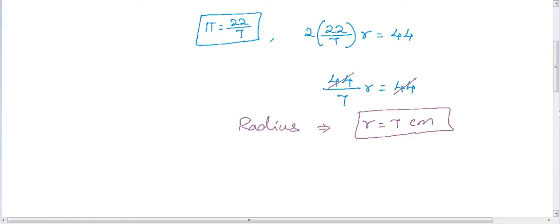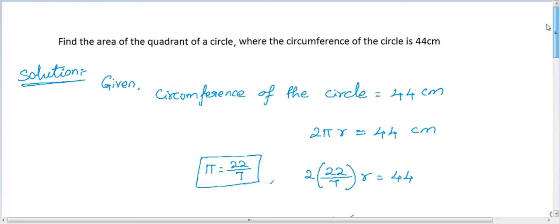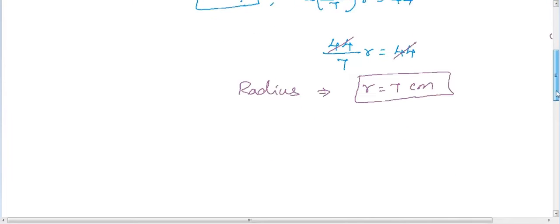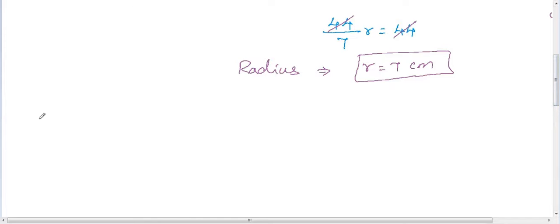So now we need to find the area of the quadrant of the circle. So what is a quadrant? Generally in a circle we have 4 equal quadrants. So we just need to find the area of one quadrant.